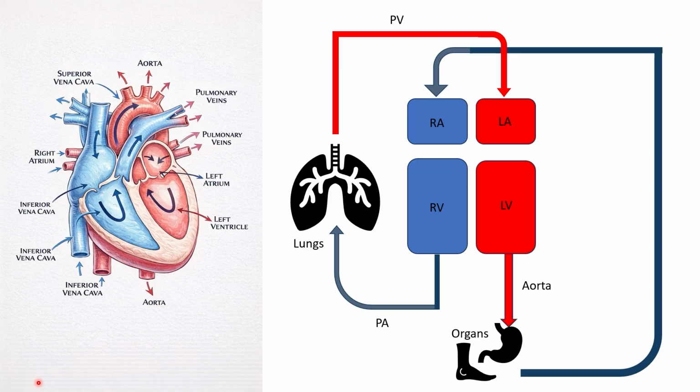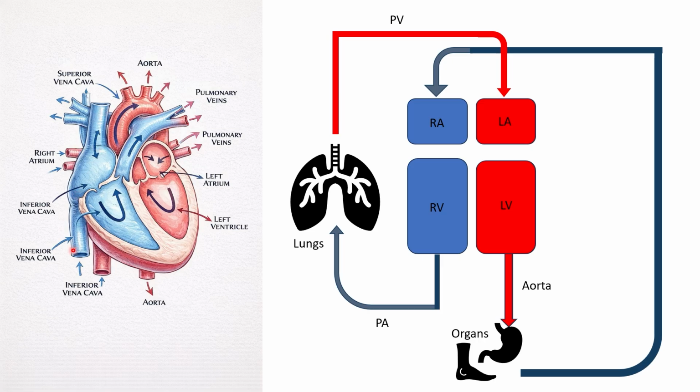Systemic venous blood enters the heart through the right atrium, which receives blood from the superior vena cava and inferior vena cava. The superior vena cava drains venous blood from the head, neck, upper extremities, and upper thorax. The inferior vena cava drains venous blood from the abdomen, pelvis, and lower extremities. Importantly, there are no valves between the superior vena cava, inferior vena cava, and the right atrium.